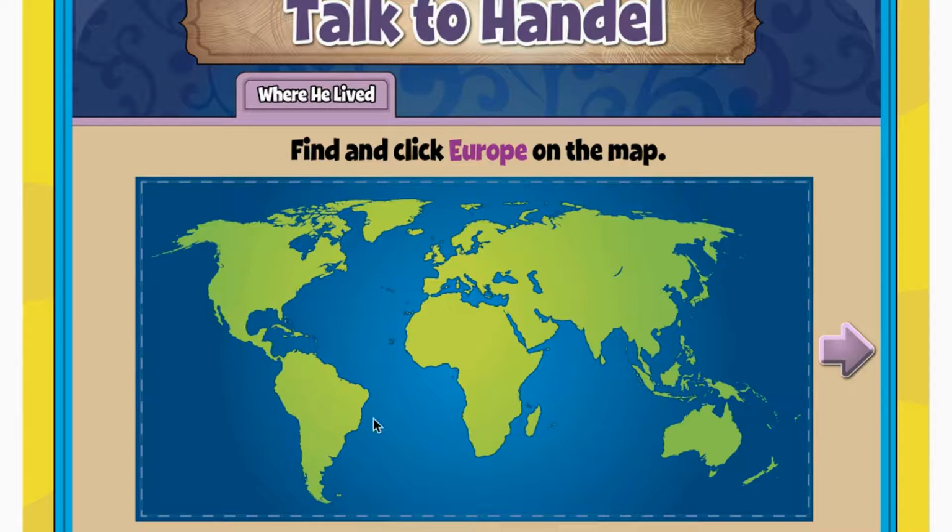No. Did he live in the southern area? No. Did he live over in this big area of land? No. Did he live in this little patchy piece of land? Yes, this is Europe, and that is where Handel lived. Let's learn a little bit about his life now.